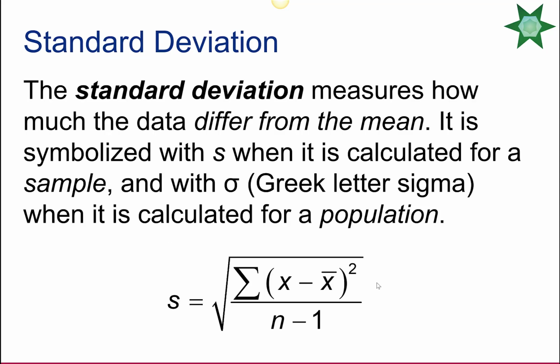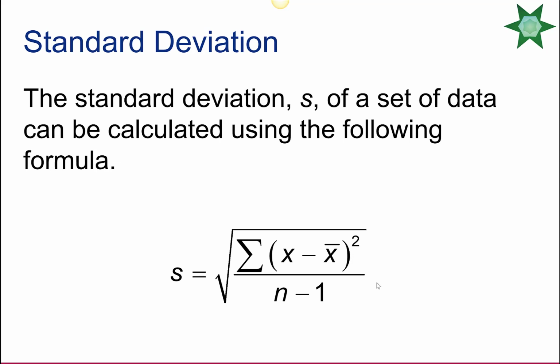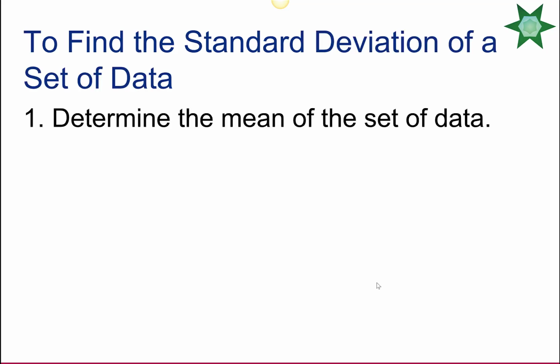The standard deviation measures how much the data differ from the mean. It is symbolized with S when it's calculated for a sample and with the Greek letter sigma when it's calculated for the population. The formula for the standard deviation is shown here. First we find the mean, then we take the distance each data value is from the mean, square that difference, add those all up for all the data values, divide by n minus 1, and then take the square root.